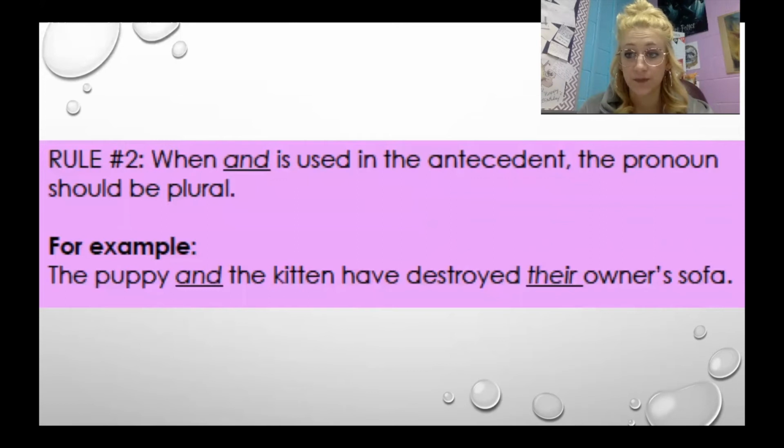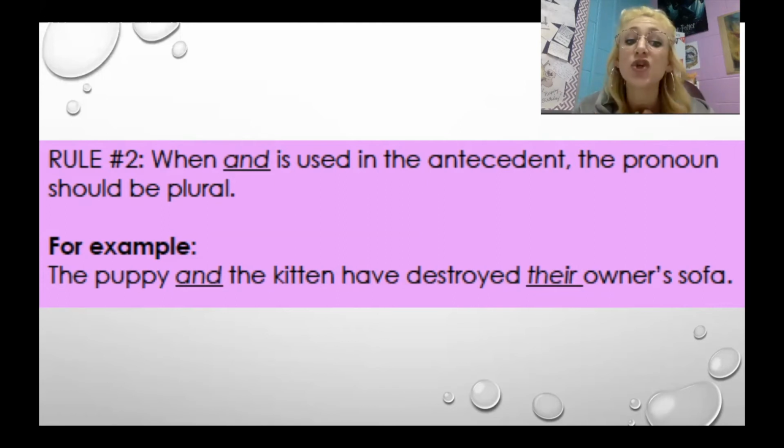The second rule that we need to consider, when and is used in the antecedent, the pronoun that you're replacing the antecedent with should be plural. So let's take a look at an example. What does that mean? The puppy and the kitten. Okay, here my antecedent is the puppy and the kitten. I have 2 antecedents working together here because and is used to group them together. So now that antecedent is plural because I'm talking about 2 things, the puppy and the kitten.